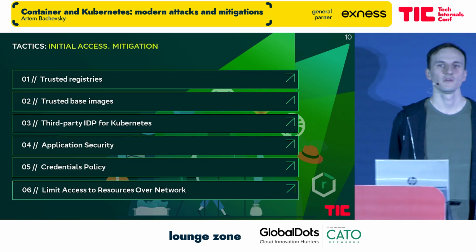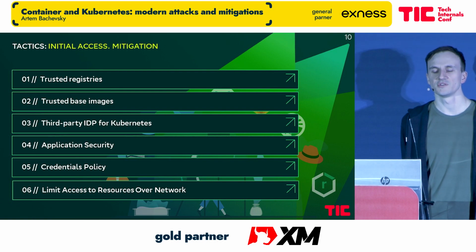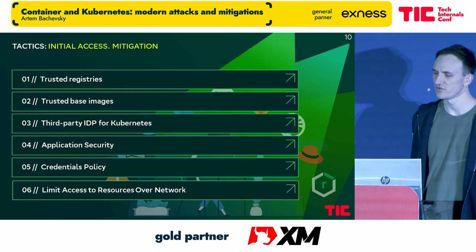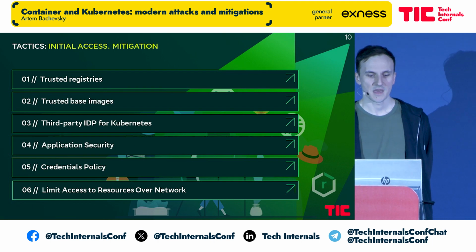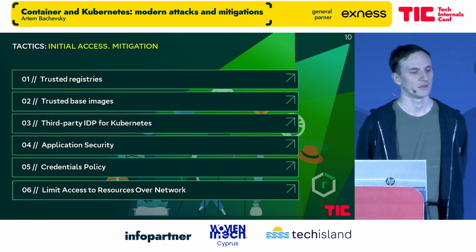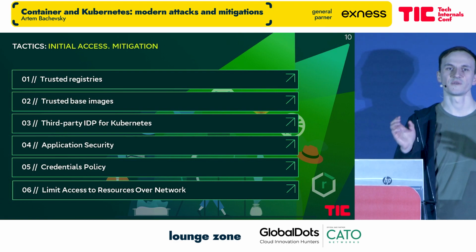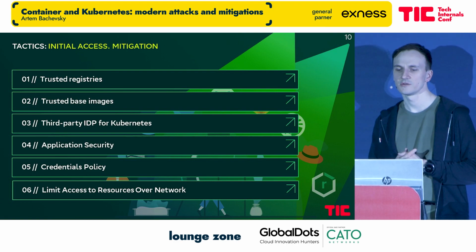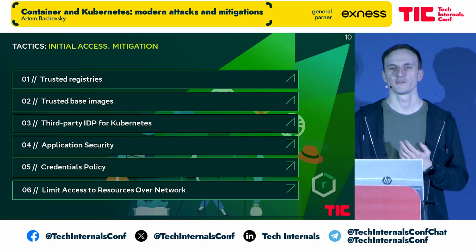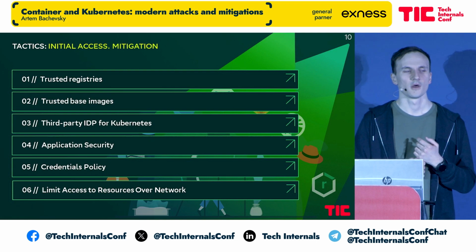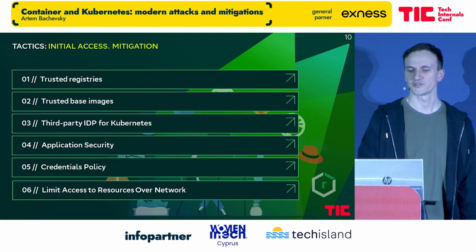Then there's credential policy. It will help you with not using default accounts, not using weak passwords, for example. And the second golden thread is limitation of access to our resources over the network. How could it be done? It could be done with policy engines, network policies that are implemented by CNI, and also with some type of firewalls if you are talking about communication between clusters.